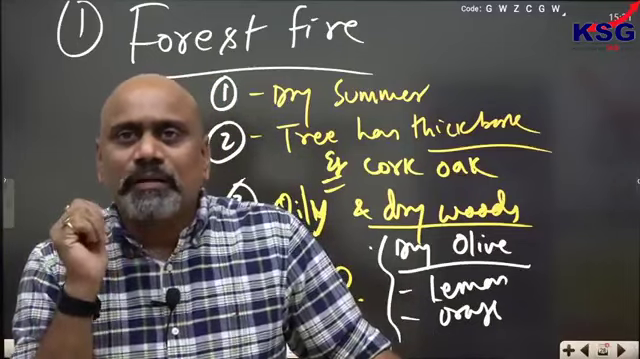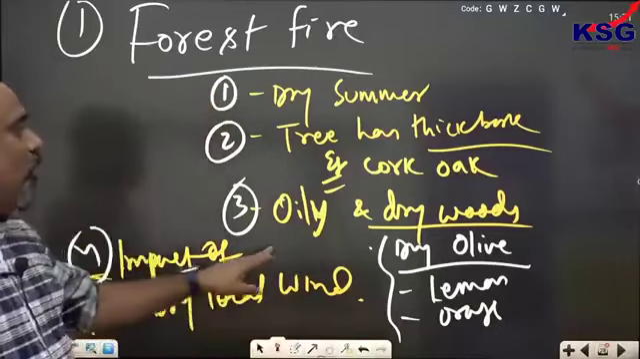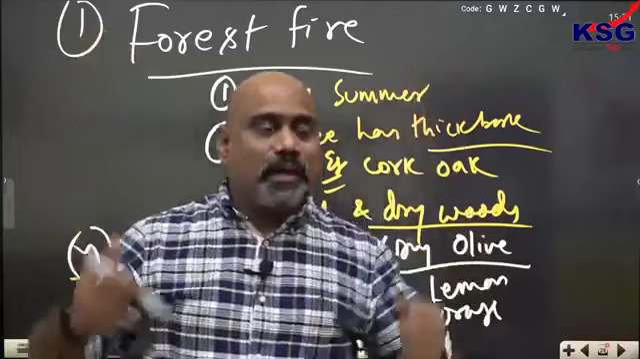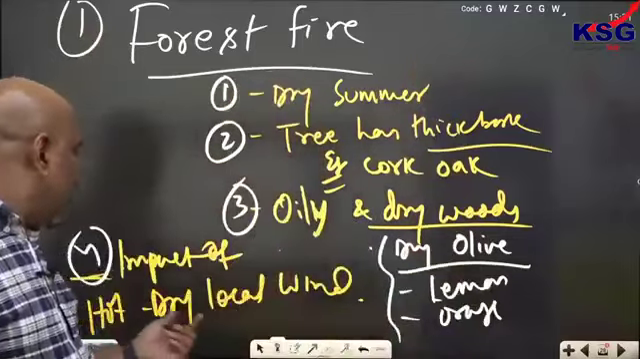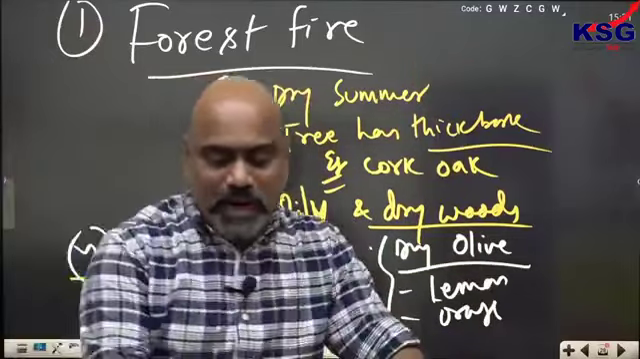Same way, dry summer, a conducive environment for this. The tree has thick bark, a favorable condition for friction. Then you have internal combustion. Then you have oily and dry wood. Immediately it will engulf fire. Fire वहां पे ज्यादा होगा. Impact of hot and dry local wind also, they catalyze the process. This is the major cause.